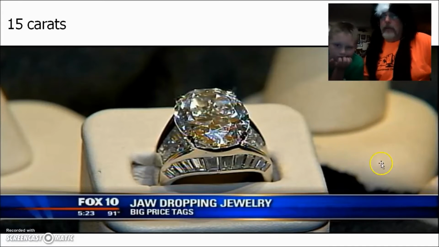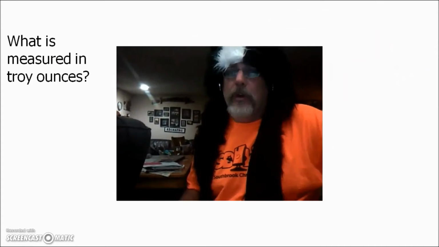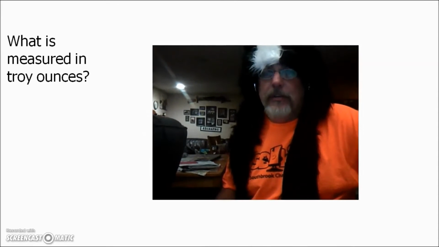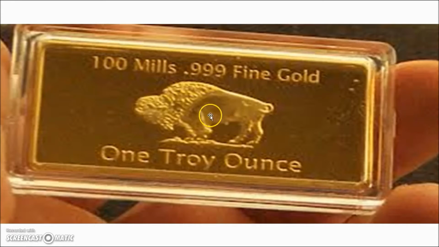Another one that was on that list was the troy ounce. That sounds a little bit weird. Now, a troy ounce is going to be used to measure certain precious metals, especially in this case, gold. So you can see here, this is 1 troy ounce of gold.